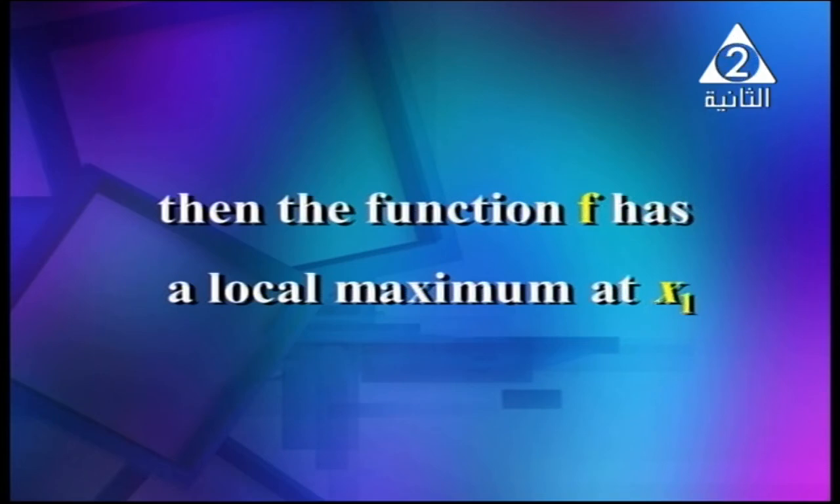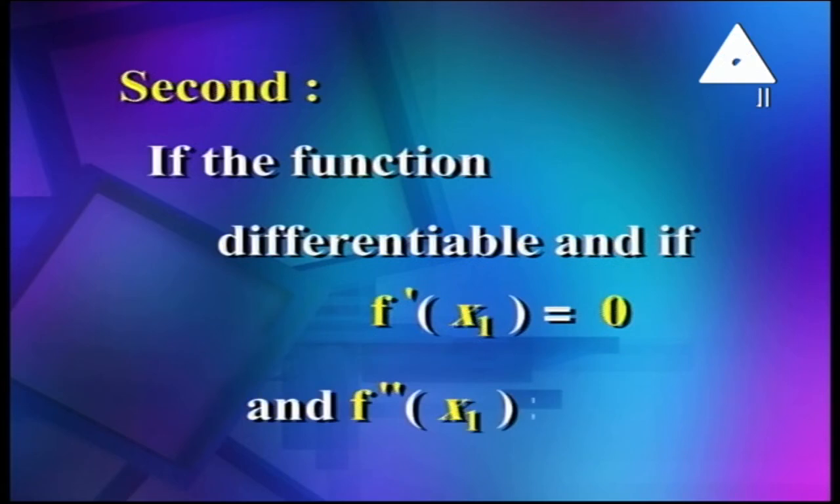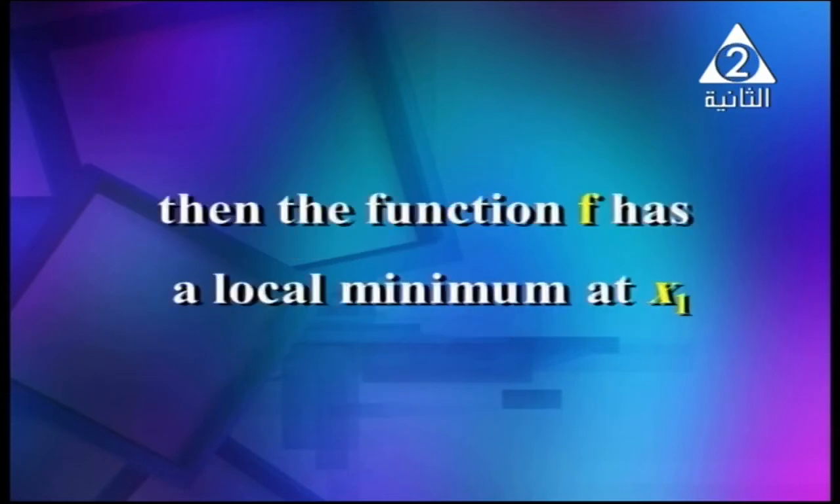Remember, f double dash smaller than 0, then the function has a local maximum. But my dear student, if the function is differentiable and f dash x equals 0, and also f double dash is more than 0, what do you deduce, my dear student? The function f has a local minimum value at point x1.